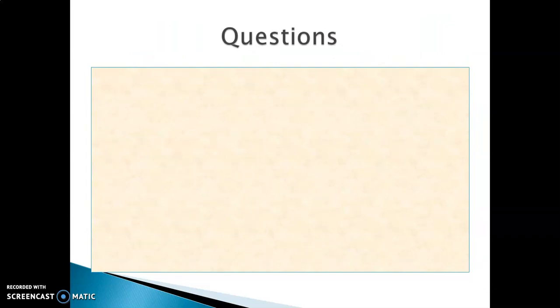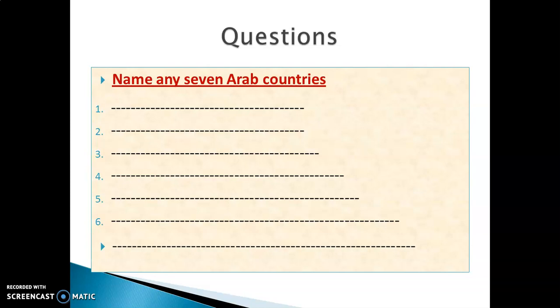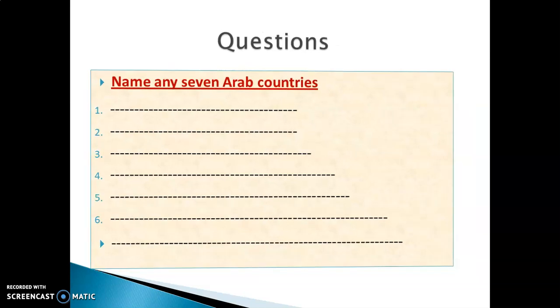And now we have some specific points which we must memorize, okay? So we are going to start with our first question. The first question is asking us to name any 7 Arab countries. You are going to start to write any 7 countries, okay? You can write Saudi Arabia, Egypt, Iraq, Morocco, Syria, Lebanon, any 7 countries you can choose from the Arab countries, okay?